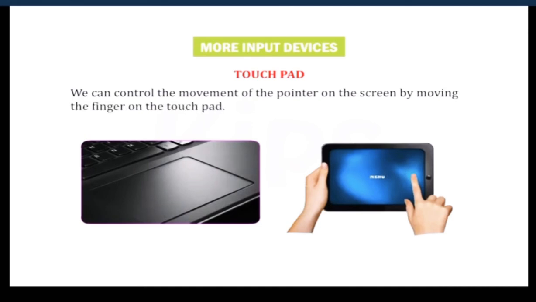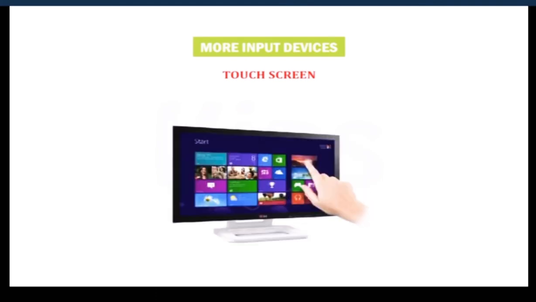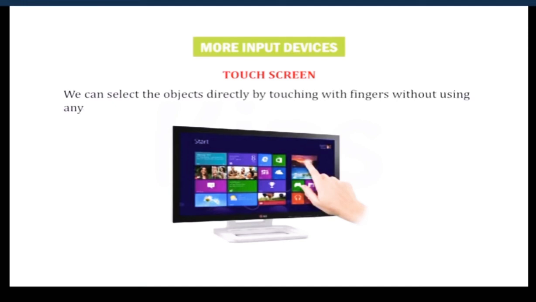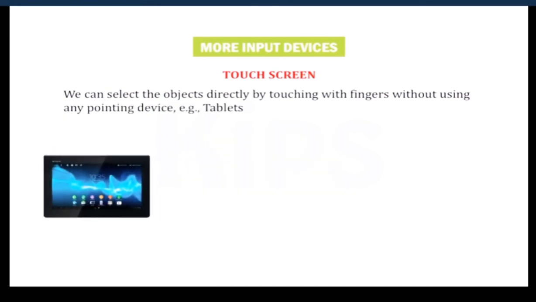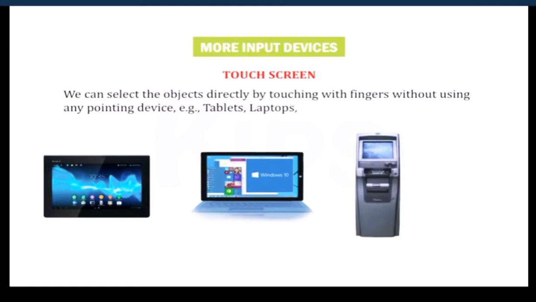Second, touch screen. A touch screen is a computer screen which is sensitive to touch. We can select objects directly by touching with the fingers, without using any pointing device, like tablets, laptops, ATM, and cell phone.